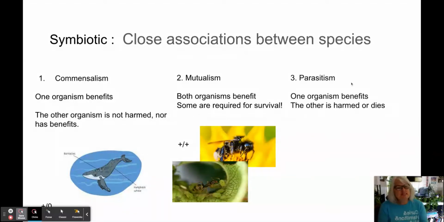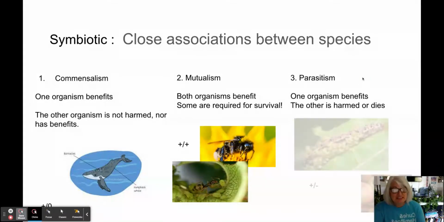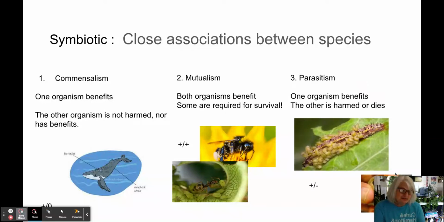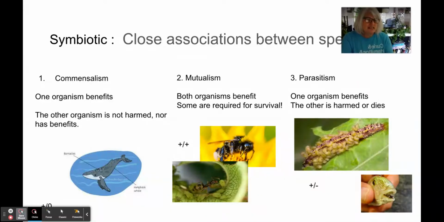Next, we have parasitism. I think you know what this one's going to be. One benefits greatly, the other one is harmed or can die. Here's a nice little example. I'm going to move me so you can see the other example.